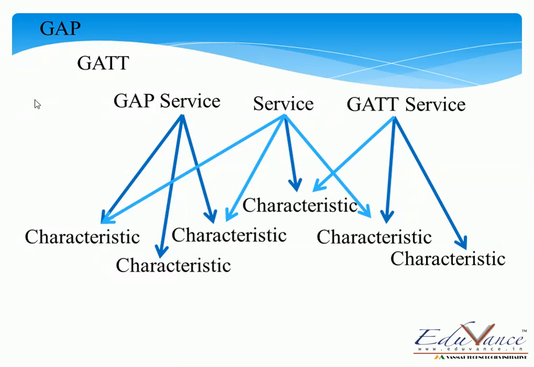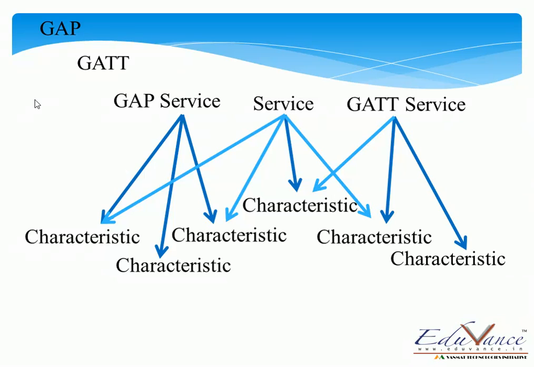So this is how the split up works. We have the GAP layer at the highest level, then we have the GATT layer. Inside the GATT layer we have certain services. After services we have certain characteristics. Okay, so how do you remember this? We have a GAP layer, then a GATT layer, we have a profile which has certain services, and services have certain characteristics.